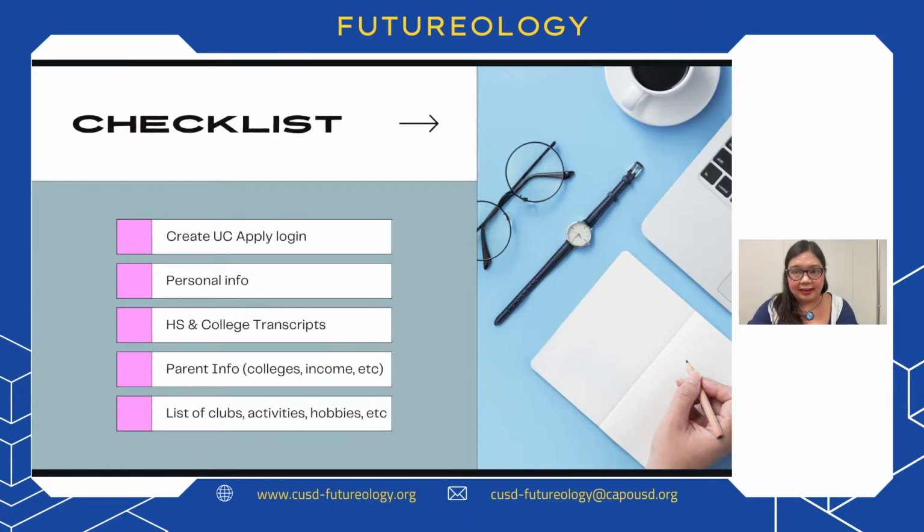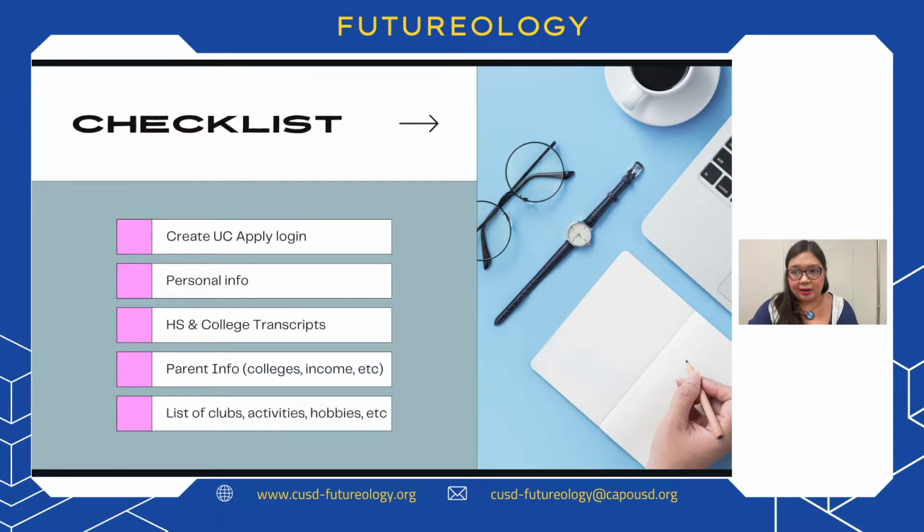You also want to connect with your school counselor to get your high school transcripts. And if you've taken any classes at Saddleback or IVC, you also want to have access to your college transcripts. You can just go ahead and log into your IVC or Saddleback portal to view your grades and courses that you've taken if you are taking dual enrollment at these institutions.